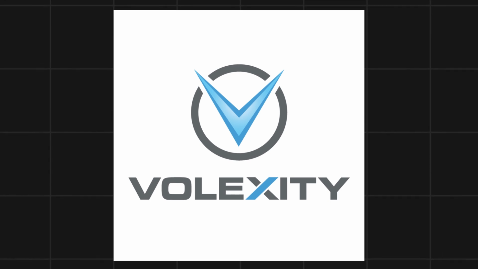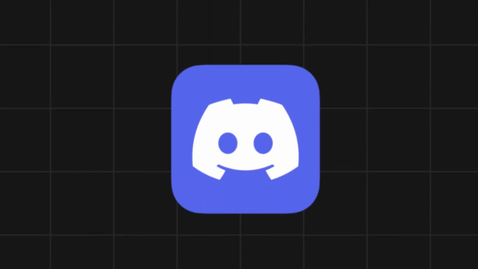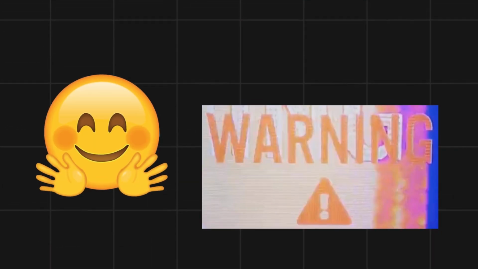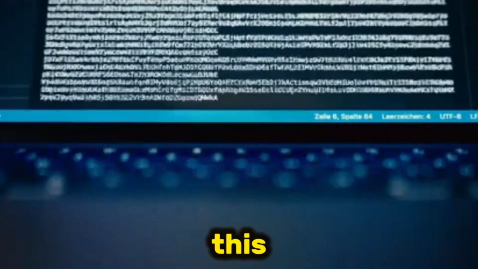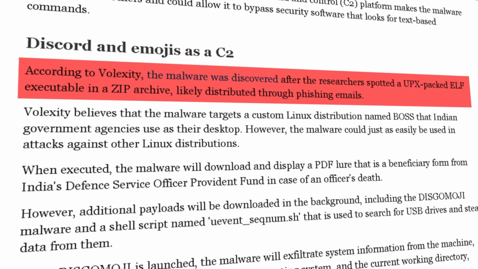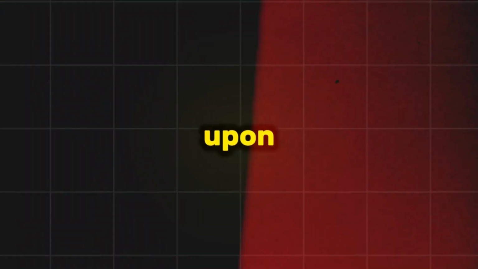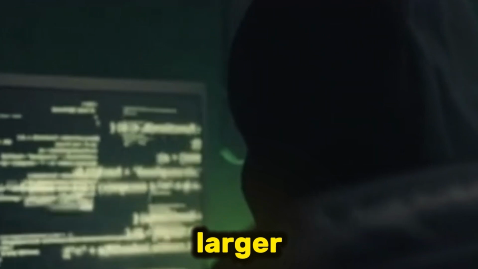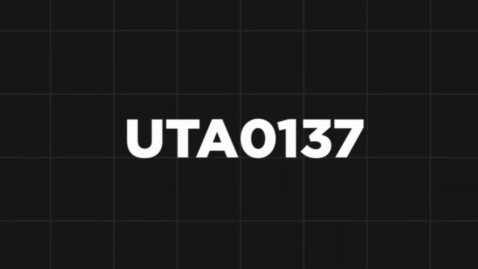In 2024, a cybersecurity firm known as Volexity discovered malware in Discord that uses a simple emoji to hack the system. At first, they noticed unusual activity in a zip archive distributed through phishing emails. This zip archive contained a UPX-packed ELF executable, a type of file used on Linux systems. Upon further investigation, they found out that this executable was part of a larger cyber espionage campaign believed to be orchestrated by a group known as UTA-0137, based in Pakistan.